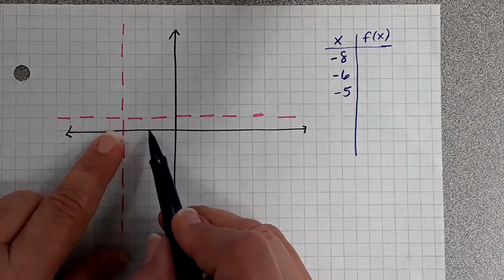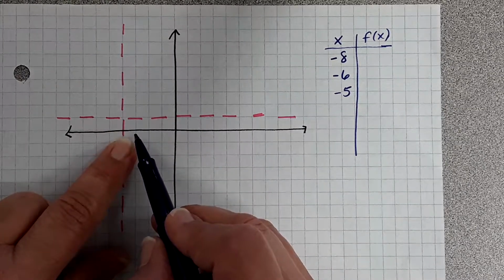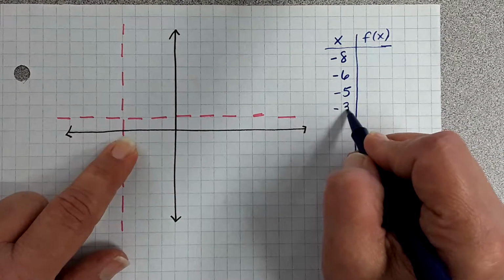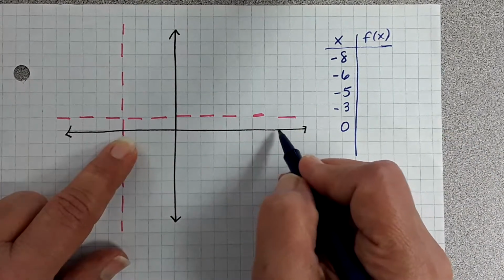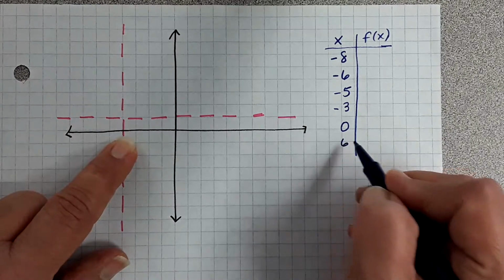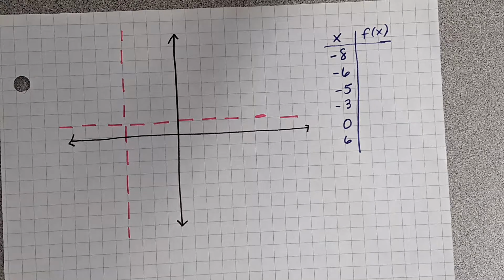Now let's pick some points to the right of it. Let's pick -3, let's pick 0 because that's here. And then let's pick a point out here. Let's pick 6. I don't know where they're going to go, but that's what you do. Pick 3 points to the left of your vertical asymptote, 3 to the right. And now we're going to plug them into your calculator. So let's go ahead and do this.